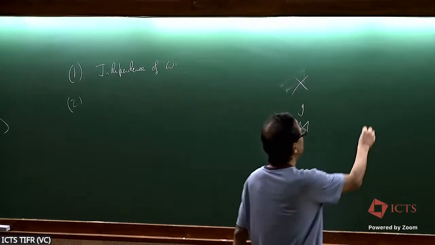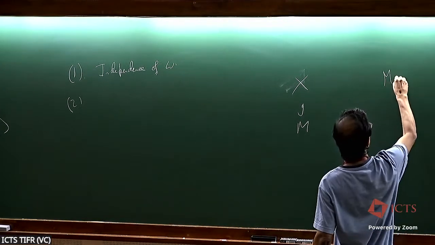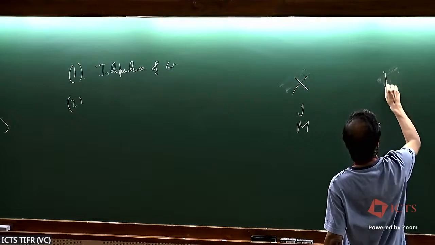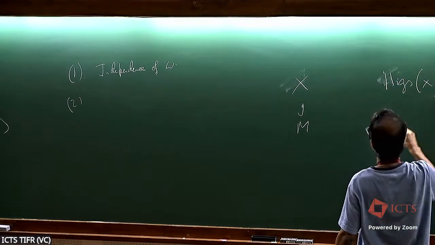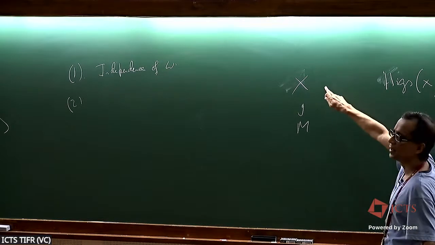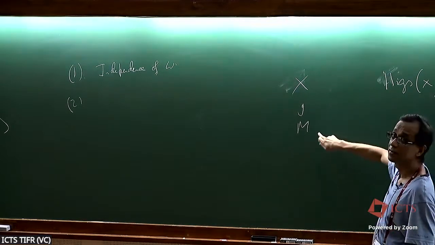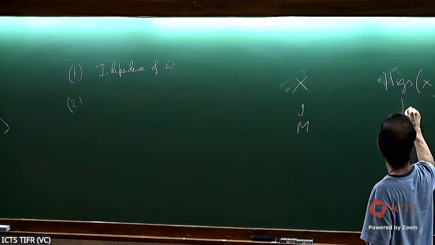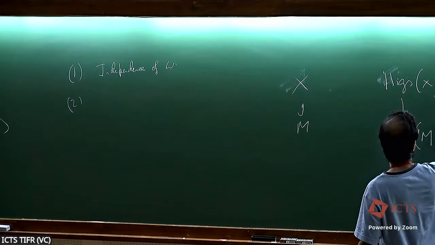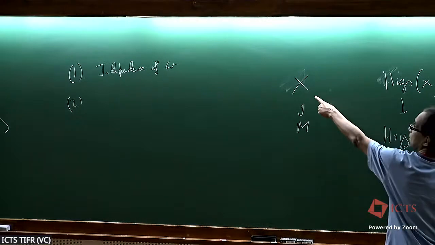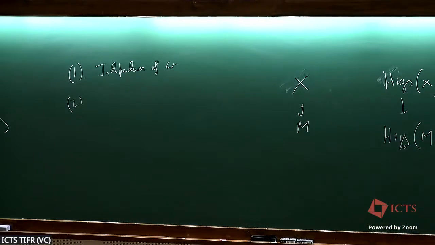So now we have the Higgs moduli space, Higgs bundles on X. If I have a Higgs bundle (E, theta) on X, I can restrict it to the submanifold M. So from that, I have maps to Higgs bundles on M. Similarly, I have the representations of the fundamental group, Rep of pi1 of X.